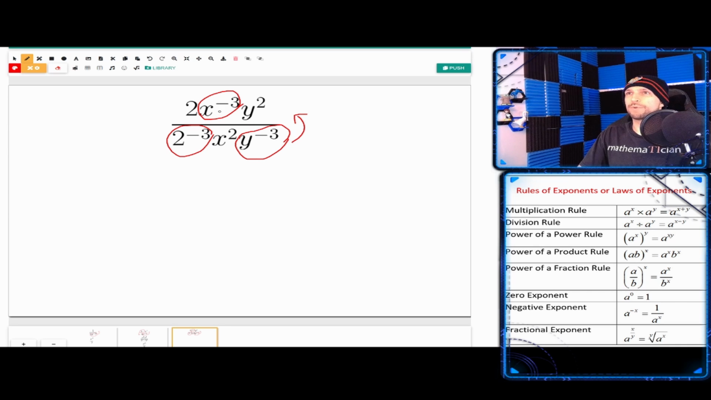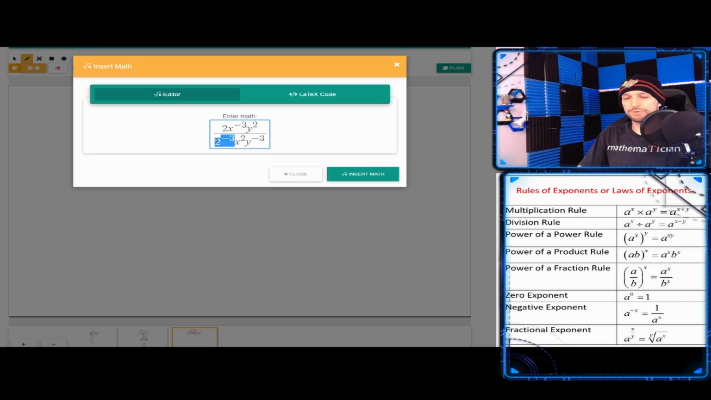So the y's are going to come up top, the x's are going to move down low, and the 2's are going to move up top as well. If it's not obvious, this 2 is to the first power, so we'll be adding these exponents. If I move my 2's to the numerator, make them positive, make clear that that's multiplication, move my x's to the denominator, make them positive, move my y's to the numerator, make them positive.